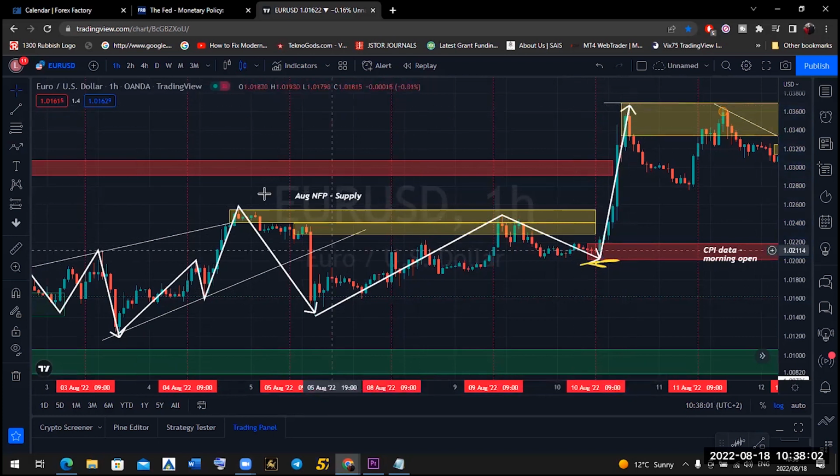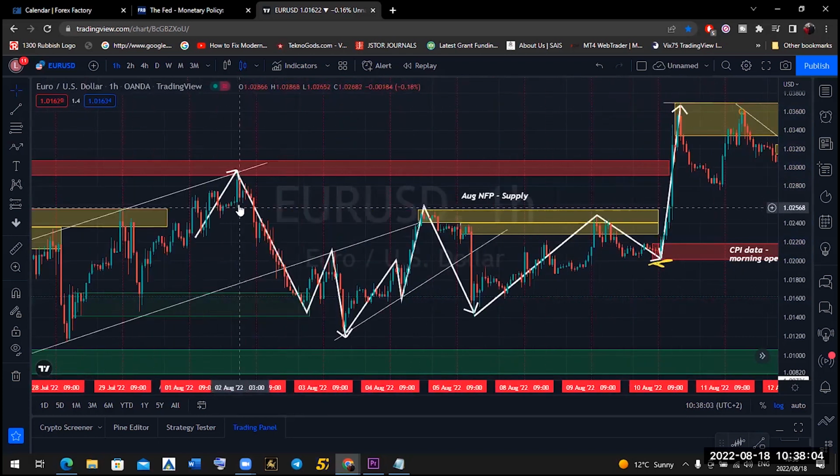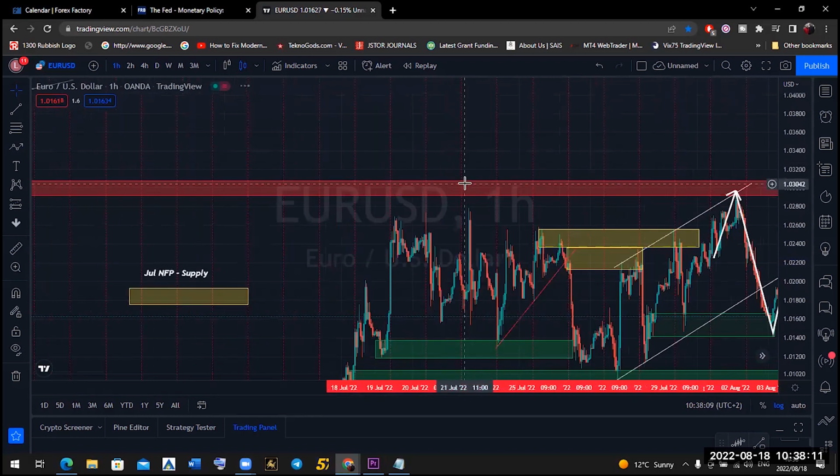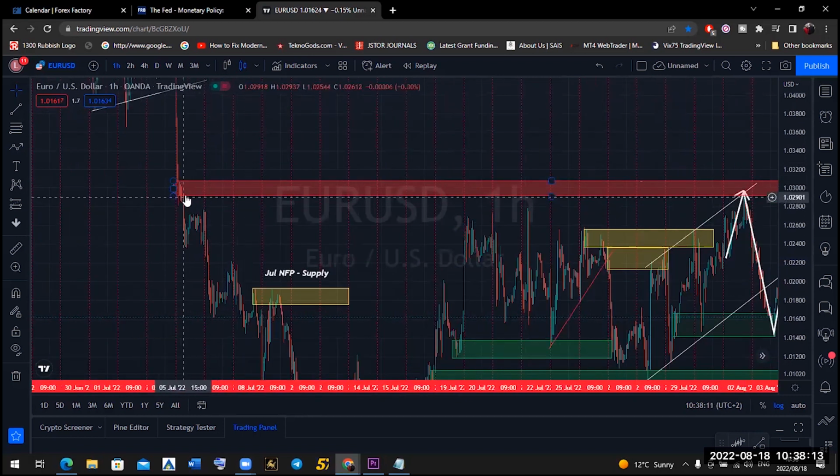So change of character meant trend reversal, which meant this downtrend is over. The supply was already marked red because of my rules. What are my rules around supply? Multiple tags or a PCP.